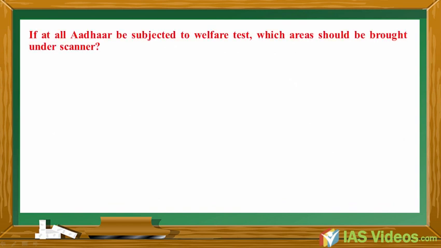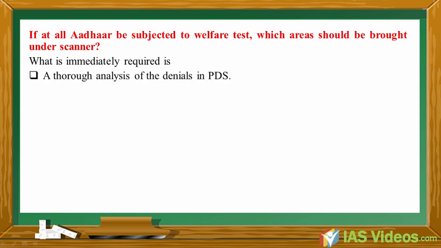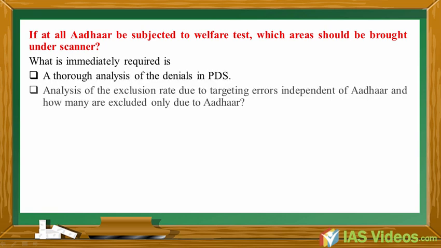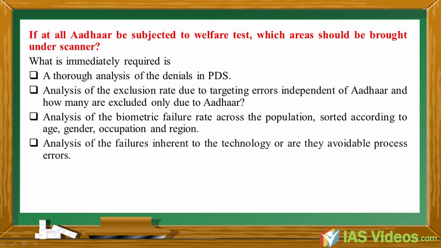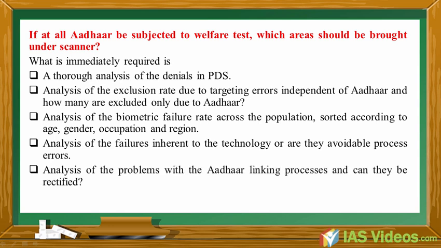If at all Aadhaar is to be subjected to a welfare test, which areas should be brought under the scanner? What is immediately required is a thorough analysis of the denials in PDS. Analysis of the exclusion rate due to targeting errors independent of Aadhaar, and how many are excluded only due to Aadhaar. Analysis of the biometric failure rate across the population, sorted according to age, gender, occupation and region. Analysis of whether the failures are inherent to the technology or are avoidable process errors. Analysis of the problems with the Aadhaar linking processes, and whether they can be rectified.